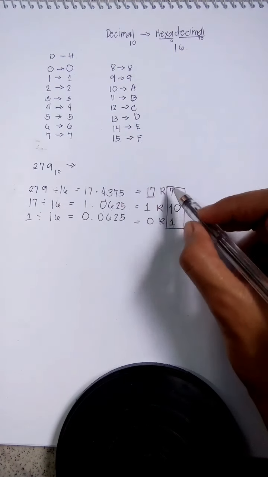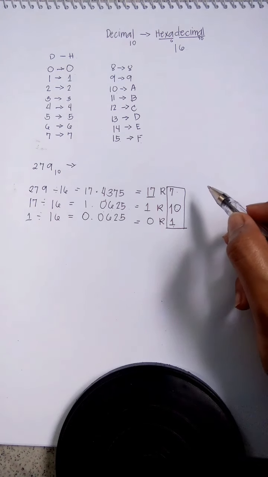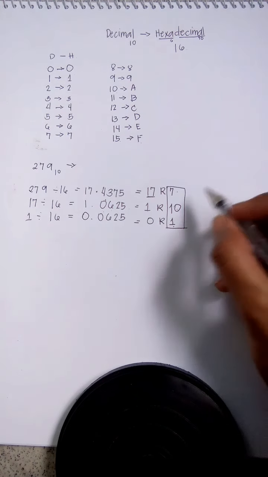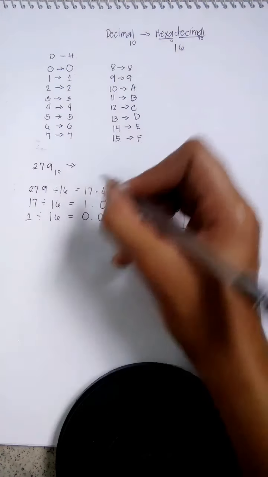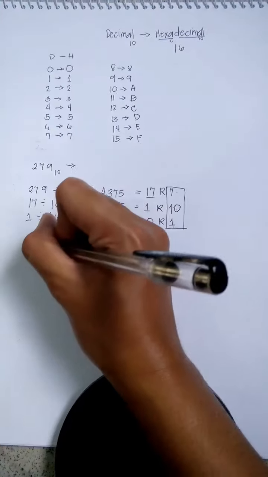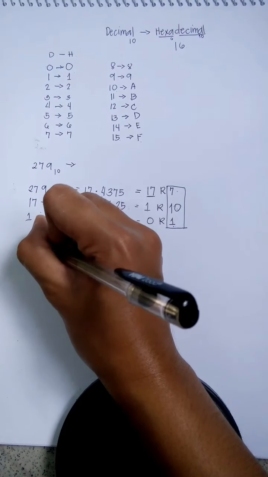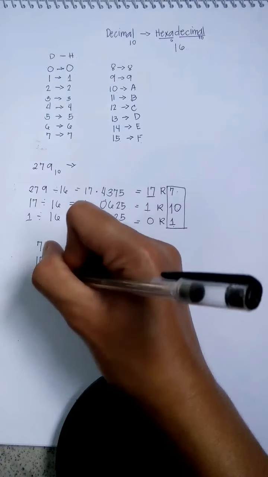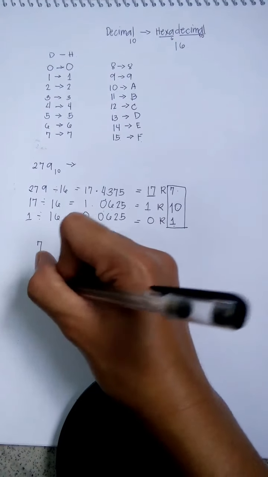So, focus on these numbers: 1, 10, and 7. I'm gonna rewrite it, but let me get rid of this stuff first. So, we had 1, 10, and 7. 7, 10, 1.